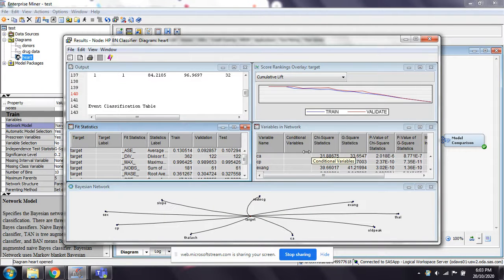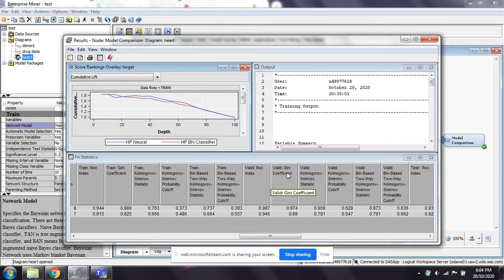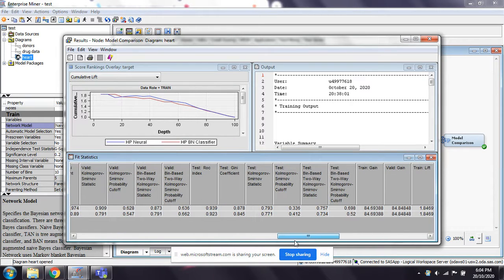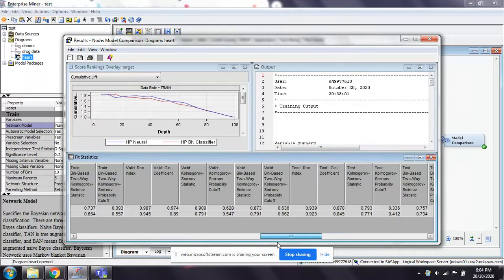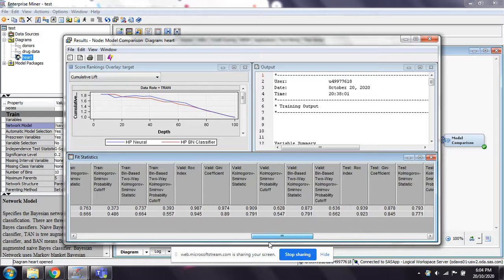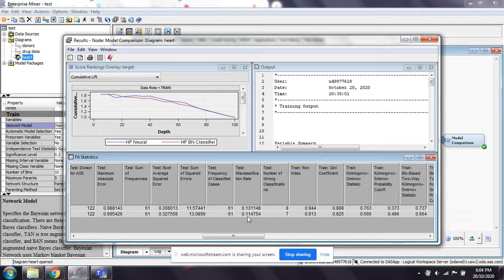Moving on from there, let's take a look at the comparison of the models. In the model comparison node, we can see the classification error rate between these two models. The classification error rate for the neural net is 13%, and for the naive-Bayes classifier it's 11%. So basically we can say that maybe the naive-Bayes classifier has performed really well.